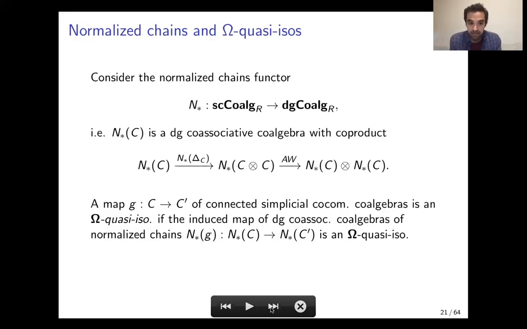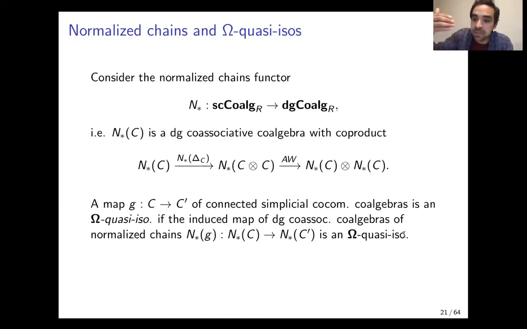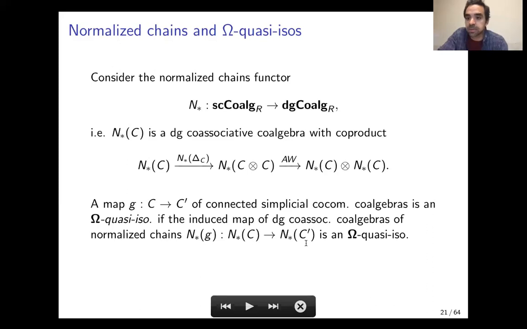So now let me say what I mean by a cobar quasi-isomorphism at the level of simplicial coalgebras. A map G from C to C prime between simplicial cocommutative coalgebras is a Khobar quasi-isomorphism or omega quasi-isomorphism if the induced map at the level of differential graded coassociative coalgebras of normalized chains is a Khobar quasi-isomorphism in the previous sense I explained. Namely, if it becomes a quasi-isomorphism after applying the Khobar functor to these differential graded coassociative coalgebras. Okay, so that notion lifts to the world of simplicial coalgebras through this functor of normalized chains.